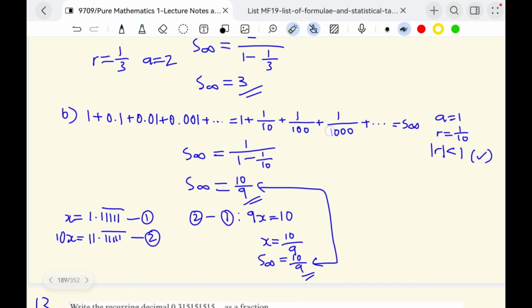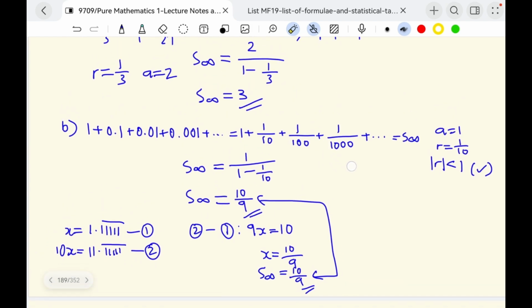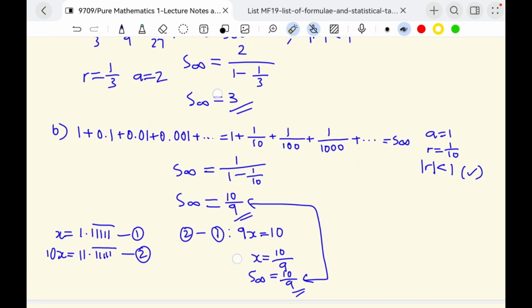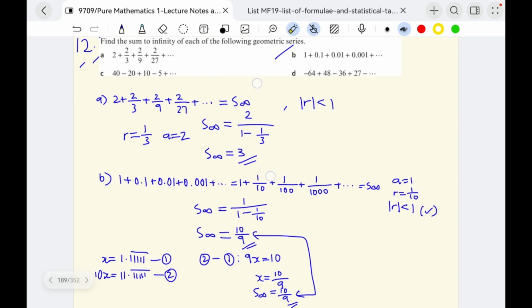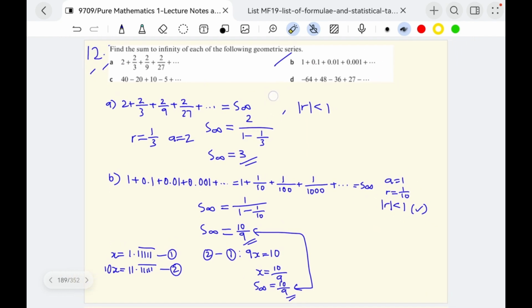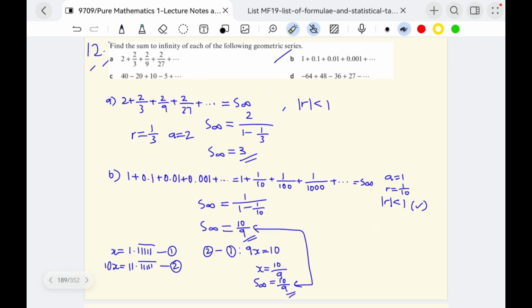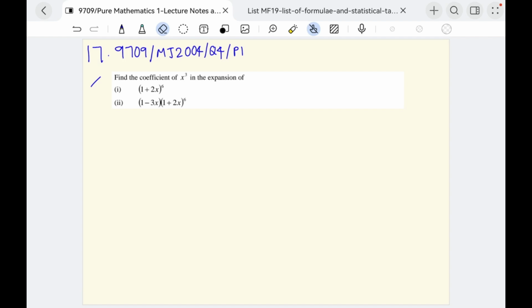All right, so we have ended the discussion of the sum of infinity questions. The next question is in the challenging segment, but we are going to jump to past year questions directly. All right, so let's go. Here's the next question, as we are entering the challenging segment.